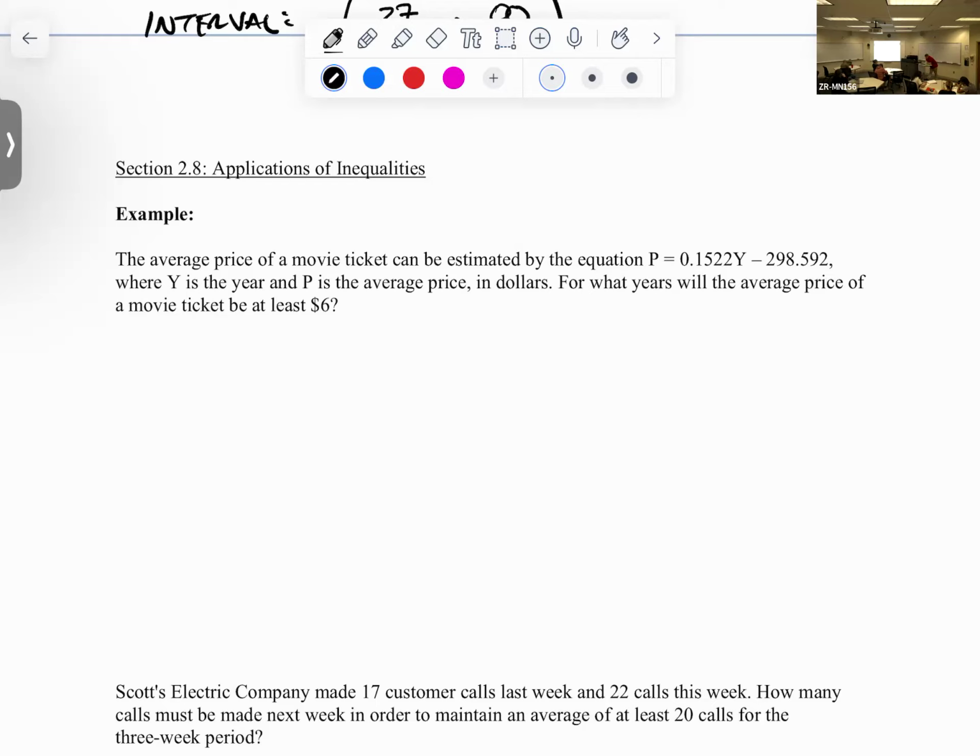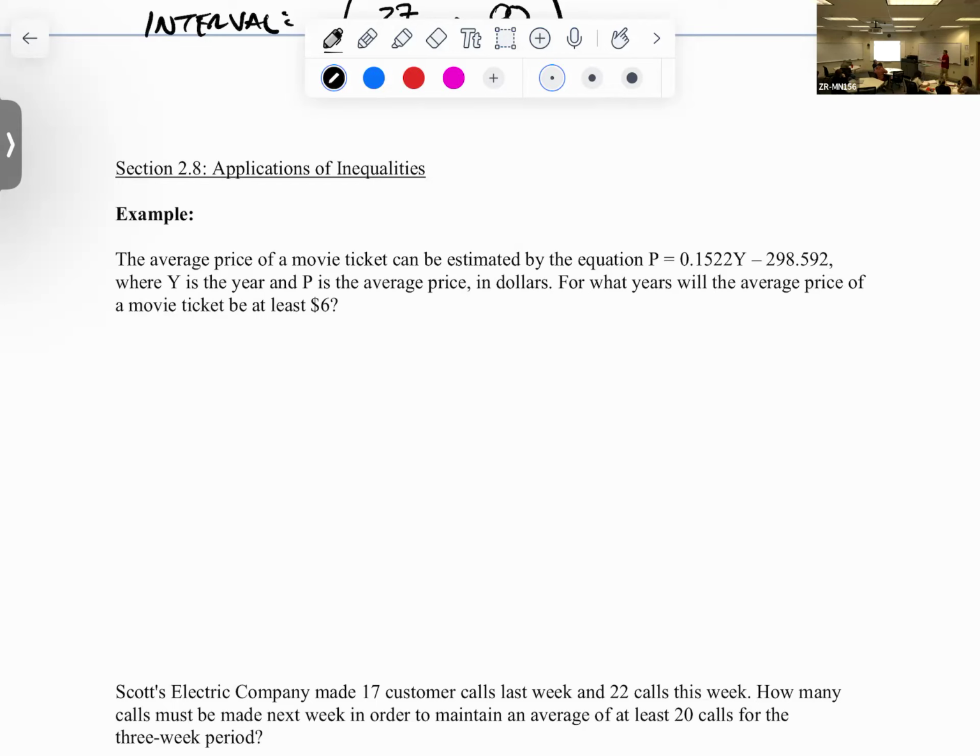So the average price of a movie ticket can be estimated with the following equation, where Y is the year and P is the average price in dollars. For what years will the average price of a movie ticket be at least $6? I don't know. That's a good question. I have a feeling we're going to figure that out.